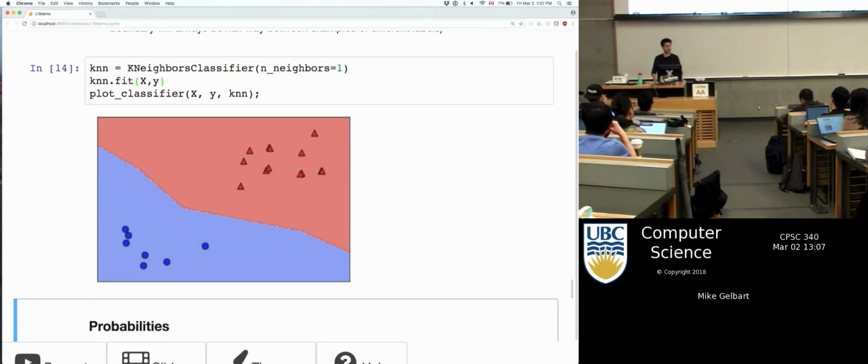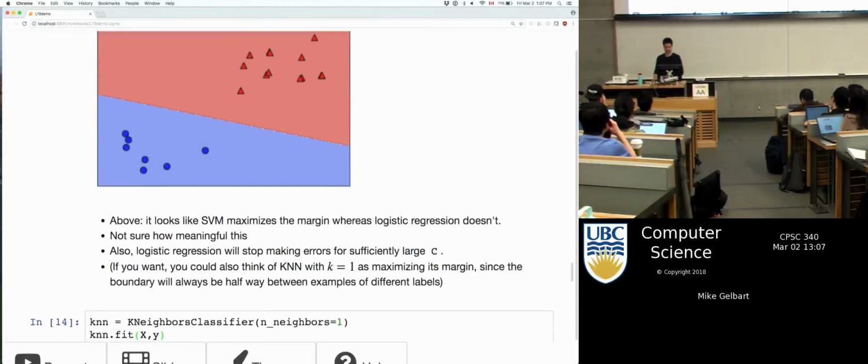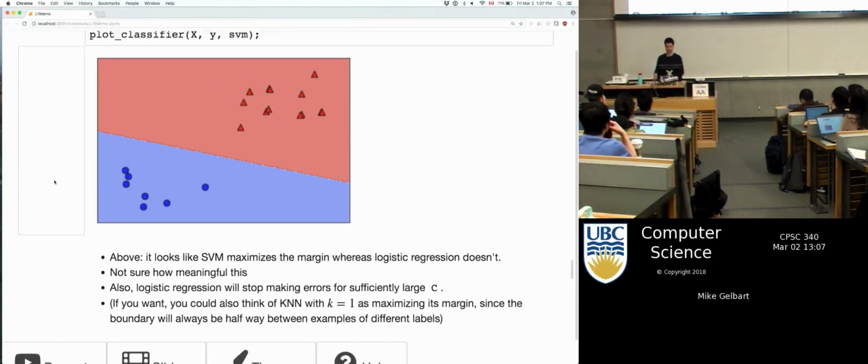Any questions about this? Tom? You go back up just one picture. So we're trying to minimize the distance to the nearest point on each side. We're trying to maximize the distance to the nearest point. Okay. Thanks.